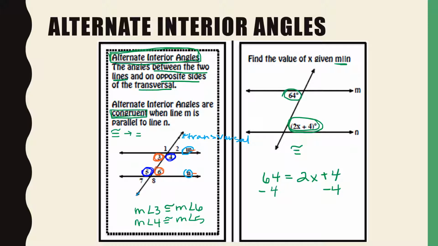I'm going to subtract 4 from both sides to get 60 equals 2x. My final step would be to divide by 2. So 30 equals x. Now, did I have to find anything else? No. So x equals 30 would be my final answer. Remember, if you have questions, make sure you jot them down on the side so we can discuss them tomorrow.